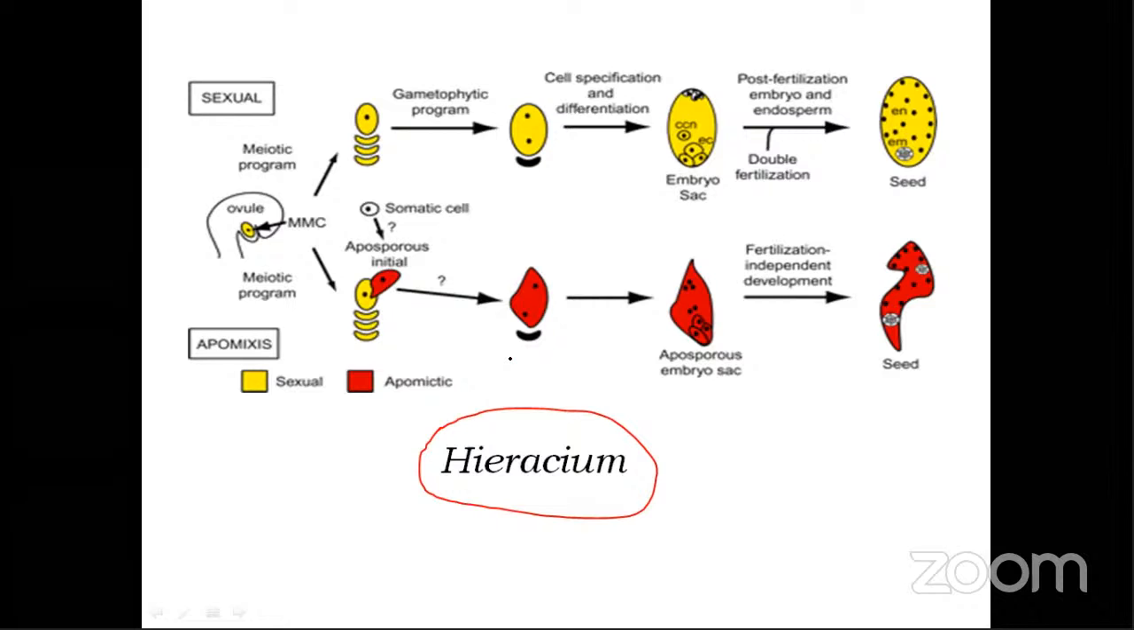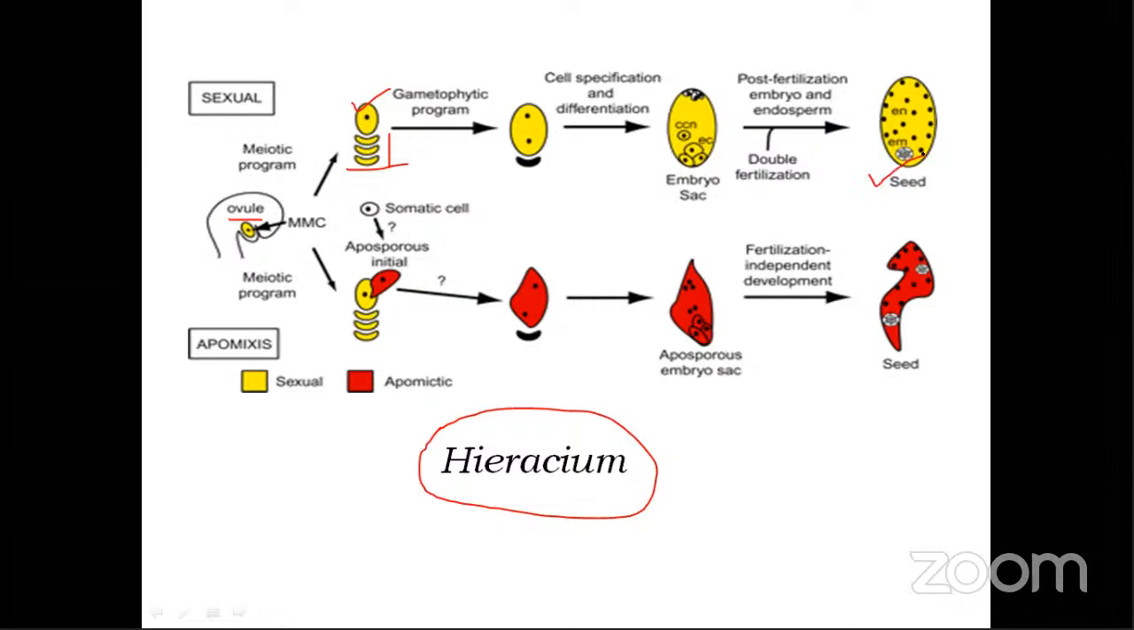Here you can see what I am trying to show you. The normal megaspore mother cell is there in your ovule, and in that ovule the normal gametophytic program is occurring. From this it goes for the gametophytic program, and further here you can see four cells. Three will degenerate and the upper one will remain, and this goes further for differentiation to form your embryo sac, then double fertilization occurs, and after that seed formation takes place.